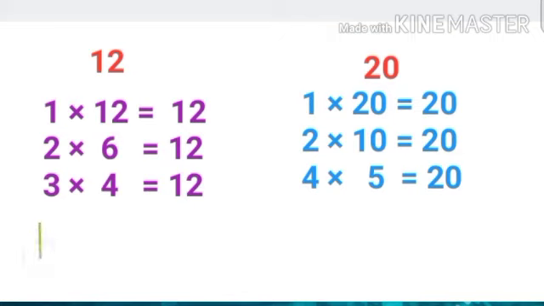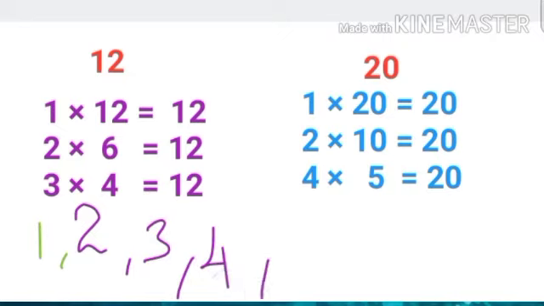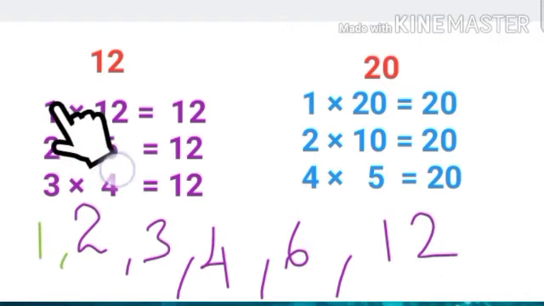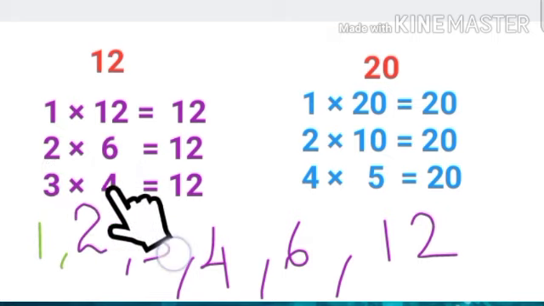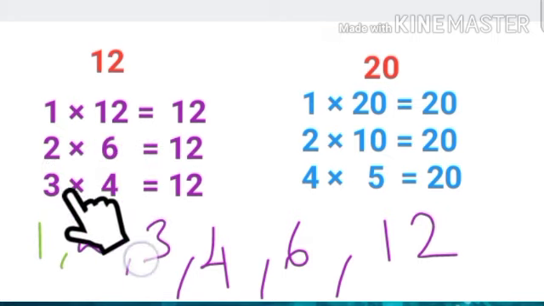Here 1 is a factor, then 2 is a factor, next 3 is a factor, then we can say 4 is a factor, then we can take 6 is a factor, and then 12 is a factor. So like this we can take all the factors 1, 2, 3, 4, 6, 12. All these numbers are factors.